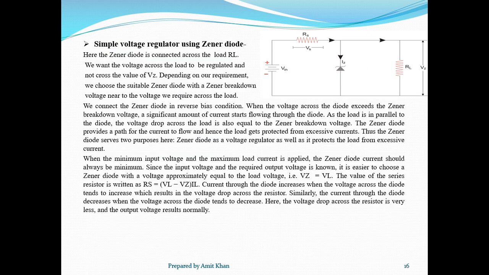Next comes Zener diode as a simple voltage regulator. We can use a Zener diode as a simple voltage regulator. The circuit diagram is shown on the right hand side. Here the Zener diode is connected across the load RL. You can see in the diagram.